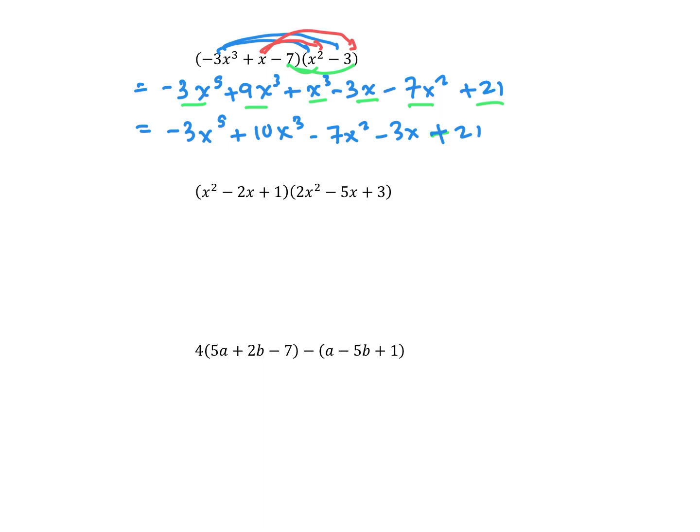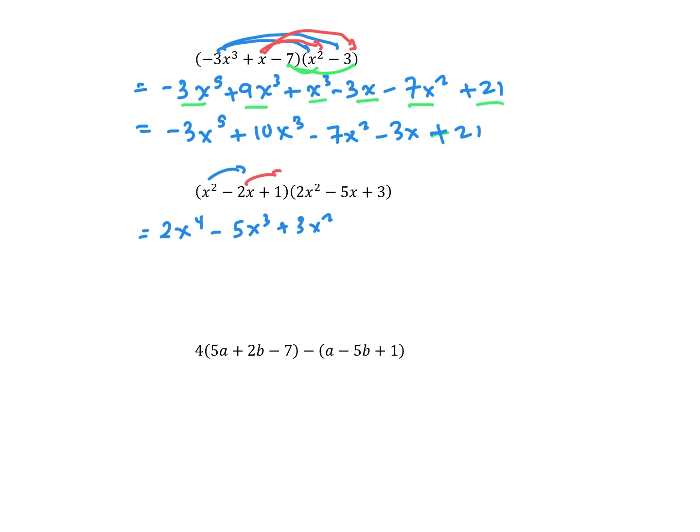Okay, in the next example, we have 3 terms in the first bracket, and we have 3 in the second. So there's going to be 9 terms to multiply, 3 times 3. So we're going to do x squared times all 3. So x squared times 2x squared is 2x to the 4th. X squared times minus 5x is minus 5x to the 3. And x squared times 3 is 3x squared.